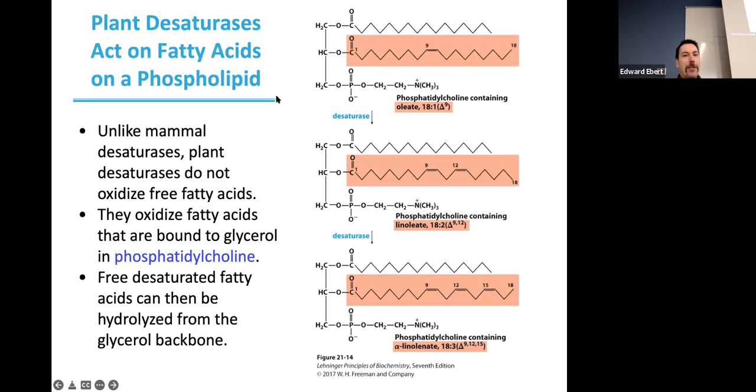All right, our plant desaturases, I'm not going to talk about these too much, other than to say they're a little bit different because they will act on fatty acids that are attached to a phospholipid. So here we have a nice little phospholipid, and these desaturases can actually alter the composition of the phospholipid.